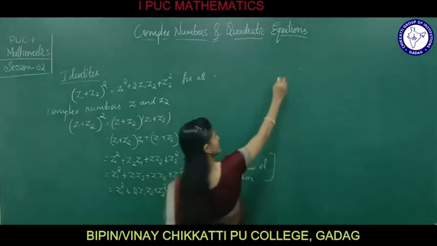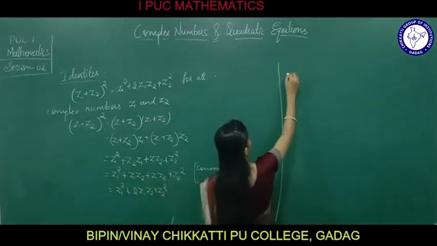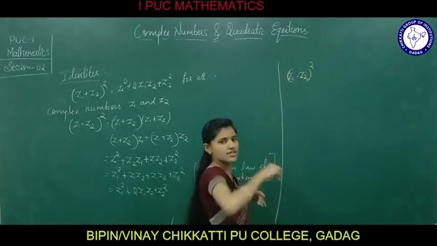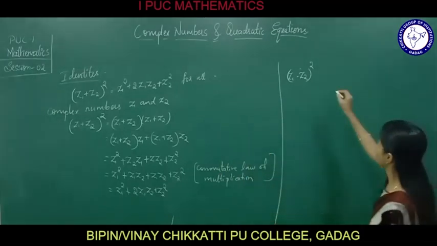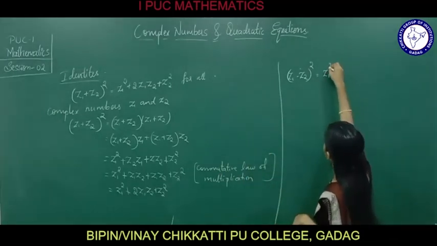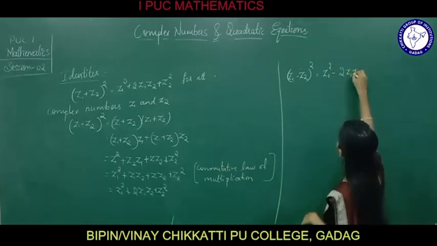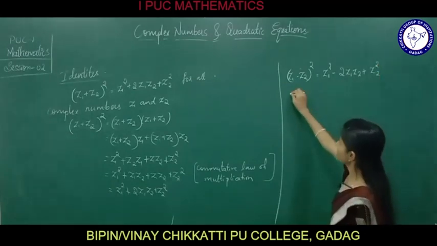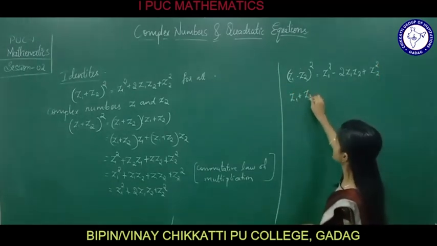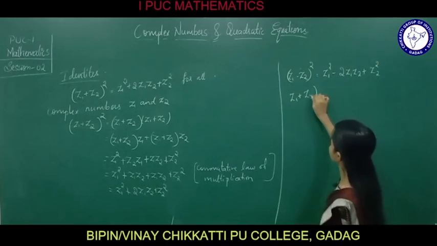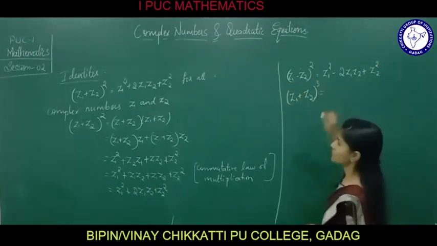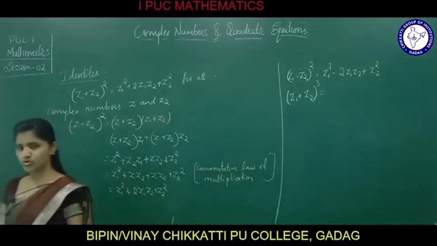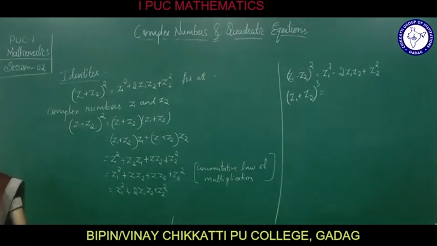Similarly, many more identities can be proved. Like which ones? We can write (z1 - z2) whole square. This is for the set of complex numbers. That can be written as z1 square minus 2 times z1 into z2 plus z2 square. The same way, (z1 + z2) cube and (z1 - z2) cube can also be written.